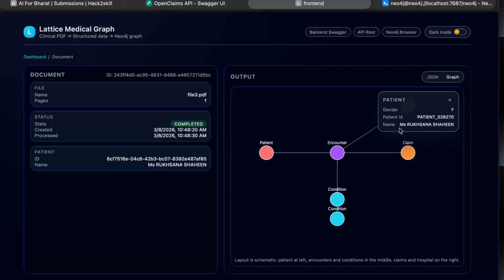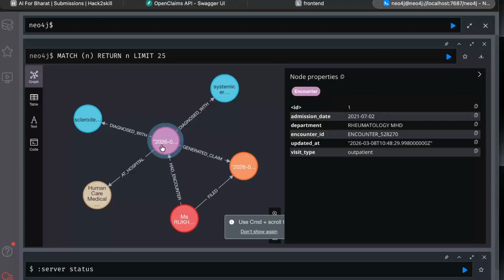As you can see, we are looking at a graph for Mrs. Rukshana. We also see what hospital she went to. She went to a hospital in New Delhi called Human Care Medical, and she was diagnosed with the following conditions. We can now query this graph and retrieve encounter history, diagnosis history, the total claim amount, the number of times she visited a hospital, and the following details. The same can be observed in our Neo4j graph.